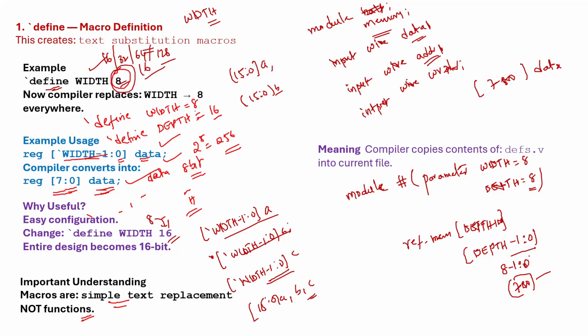Is that your doubt or any other? Suppose this depth you are changing to 16, you want to change that to 16 bit. Then again this is 16 minus 1 down to 0, that means 15 down to 0. This 15 down to 0 means 16 bit, right?